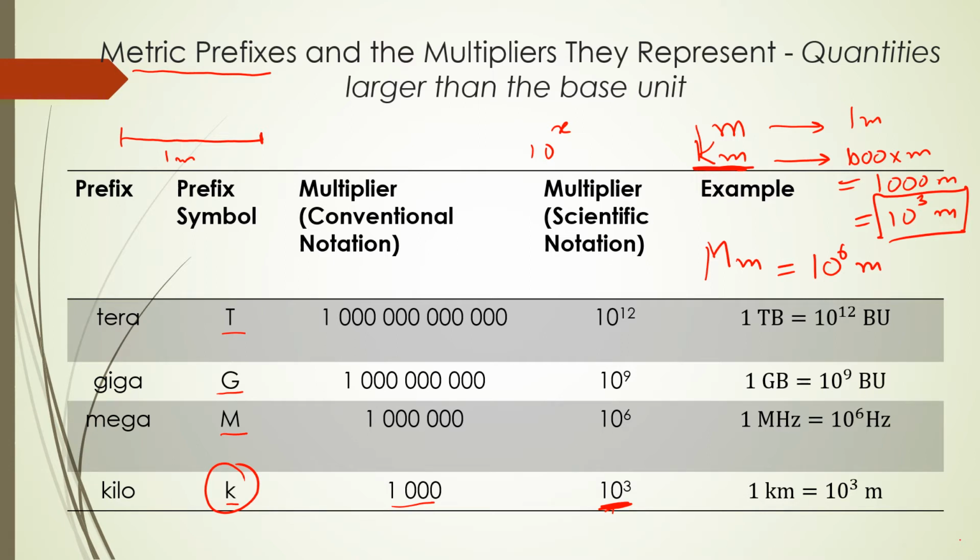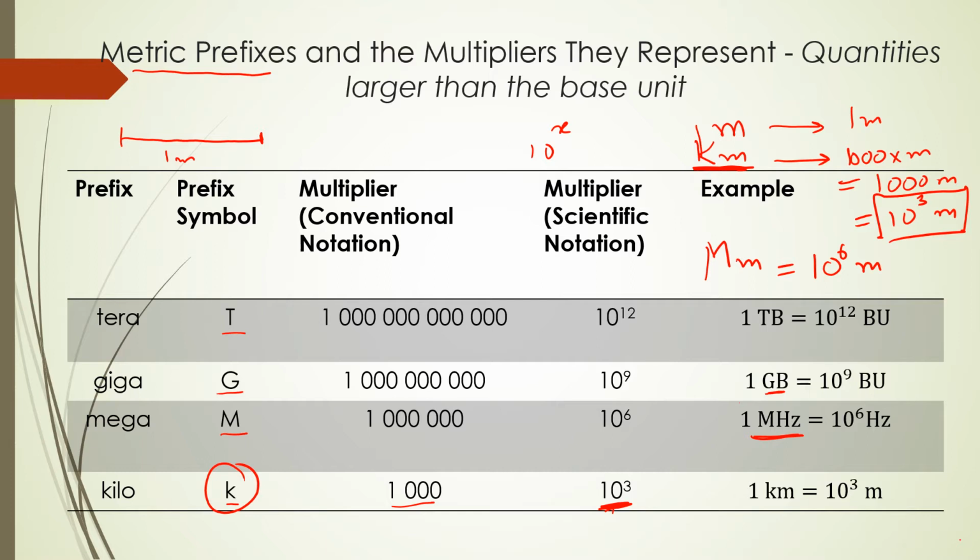So for example, 1 megahertz is 10 to the 6 hertz. Hertz is a unit of frequency. Similarly, our computers and phones have memory in GB. Now, what does GB stand for? G is giga and B is bytes. So 1 GB is 1 gigabyte.